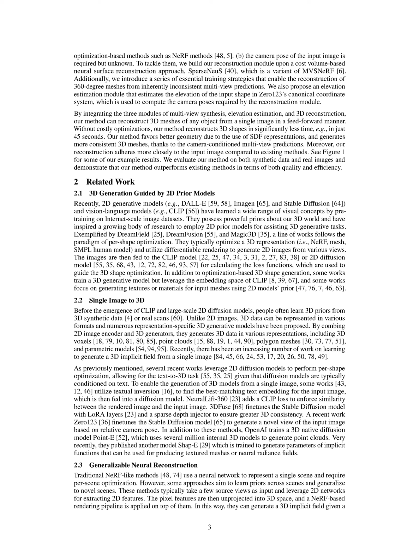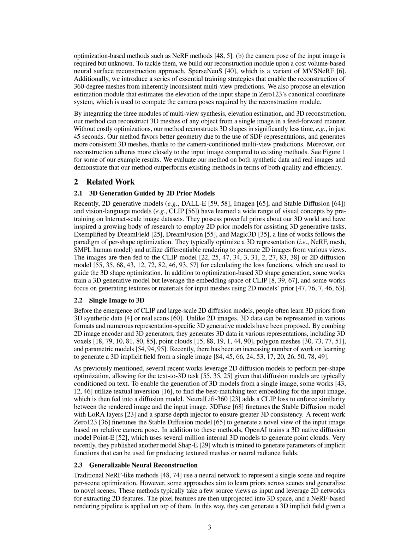Section summary. Recent research has focused on using 2D generative models and vision language models, such as DALL-E and CLIP, to assist in 3D generative tasks. These models optimize 3D representations and utilize differentiable rendering to generate 2D images, which are then used to guide the 3D shape optimization. Additionally, there has been work on generating 3D models from a single image by leveraging textual inversion and adding CLIP loss to enforce similarity between the rendered image and the input image.